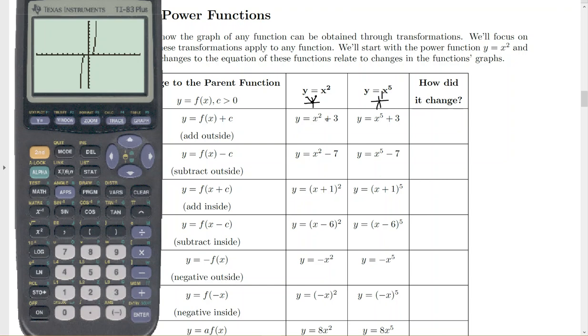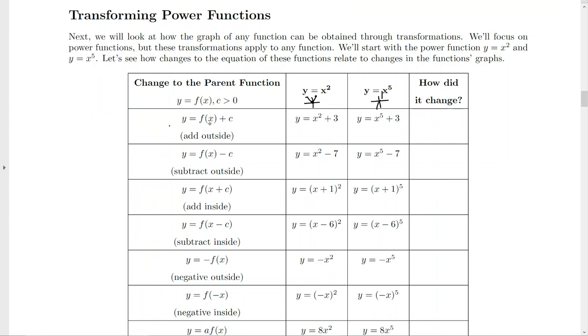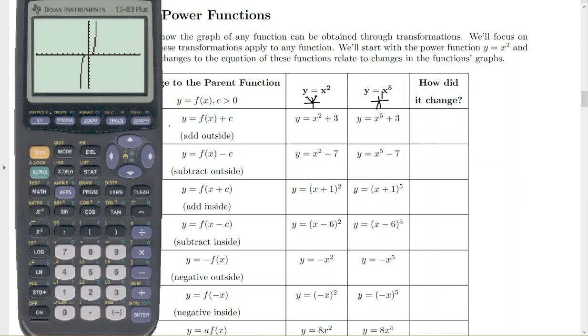So the question is, if I put a +3 outside the function, outside my normal parent function. So my parent here was x squared, and then I added 3. My parent here was x to the fifth, and then I added 3. So if we take a look at the calculator, I'm going to compare x squared, and I'll turn this one off, to x squared plus 3. The first one that gets drawn in is x squared, and notice it's touching the 0, 0 mark. And then when I did the +3, everything got shifted up 3 units.